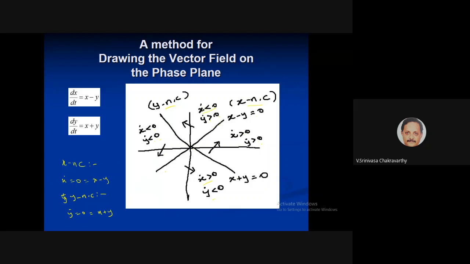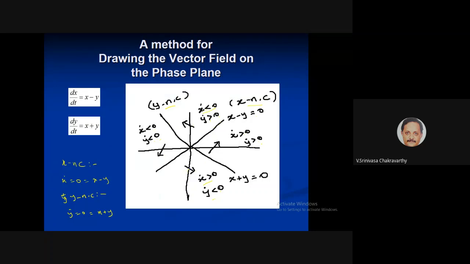Similarly, in this sector, x dot is positive, y dot is negative. So the arrow is turned to the right and downwards a little bit. Then in the right sector, x dot is positive, y dot is positive. So therefore, the arrow is turned to the right and turned upwards. And in this particular picture, you can easily see that the flow has some kind of a circulating pattern, because the arrows seem to chase each other.